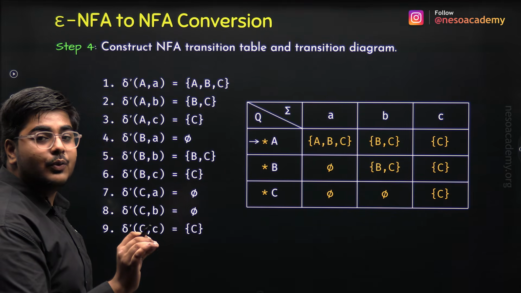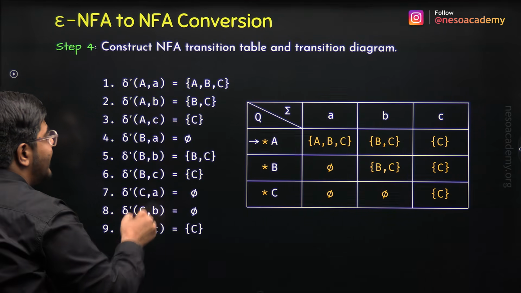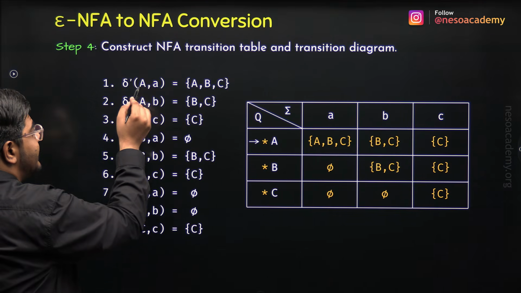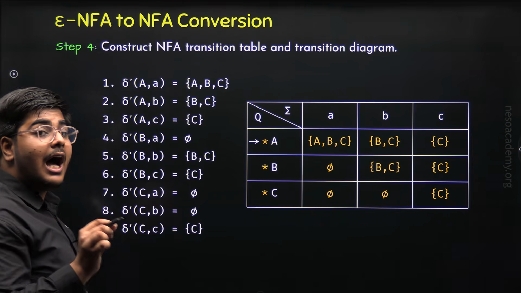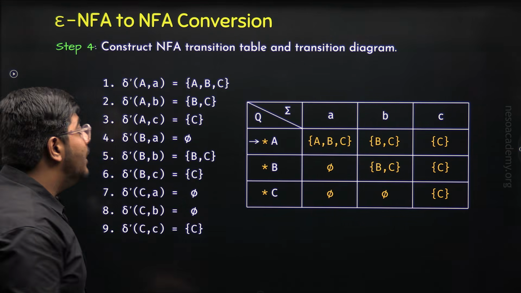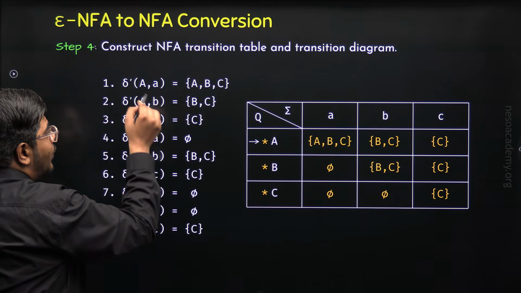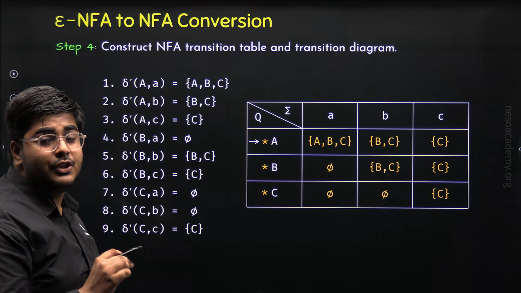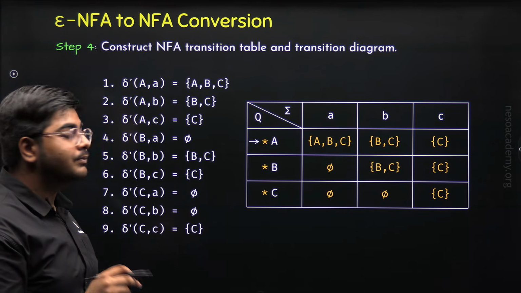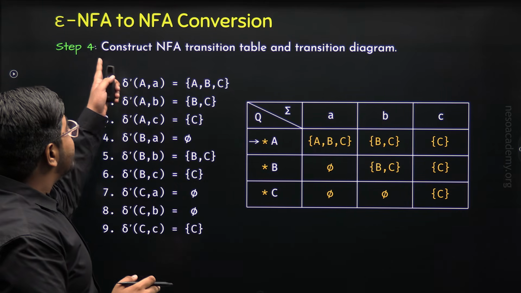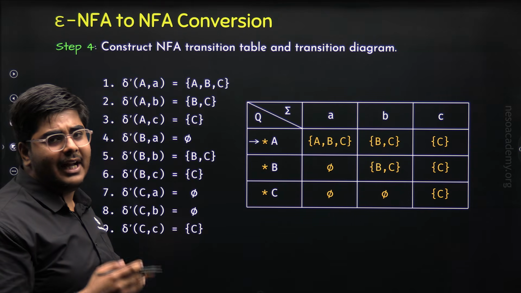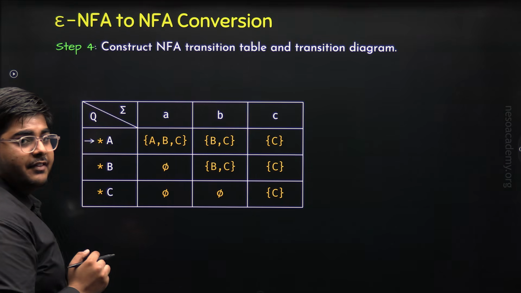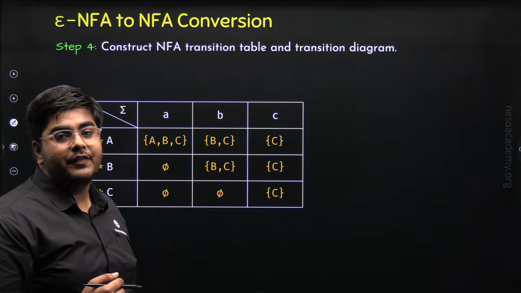Now don't get confused, because these uppercase letters are the names of the states. That means uppercase A, uppercase B, and uppercase C are the names of states, while the lowercase symbols, that is lowercase a, lowercase b, and lowercase c, are the input symbols. So don't get confused between these two. So we have constructed the transition table of the NFA, and now it's very simple to convert this transition table of the NFA into the transition diagram of the NFA.